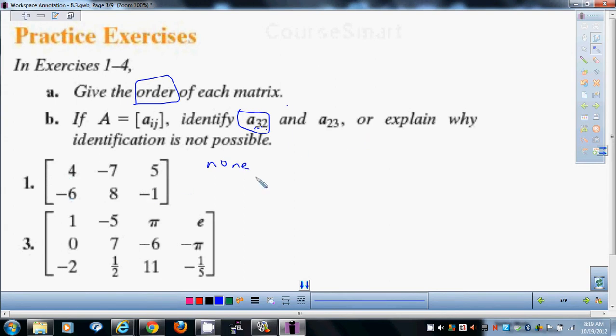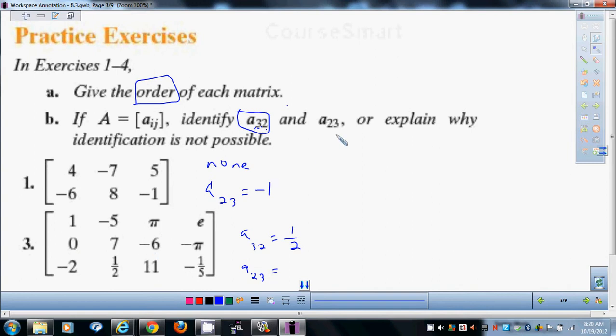For number 3, 2, third row, second column, what's 3, 2? 1/2. What is 2, 3? Very good. Second row, third column, and A23 is negative 6. Not as hard as what we've been doing.